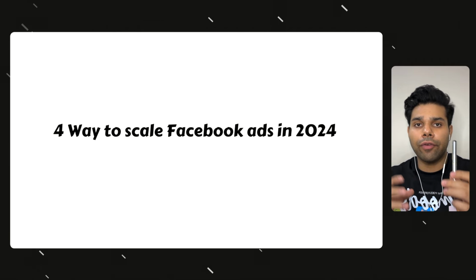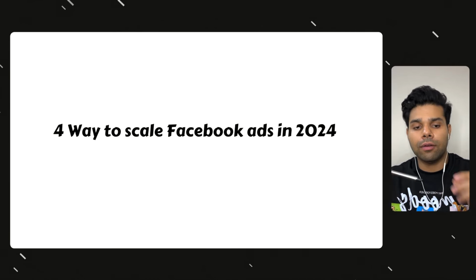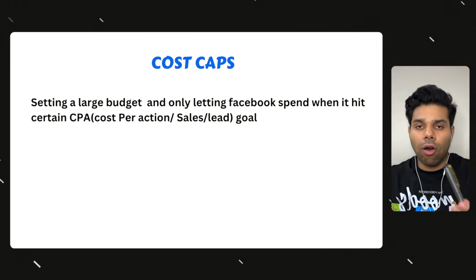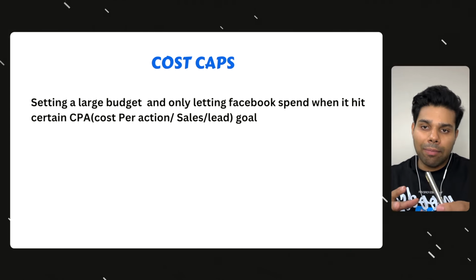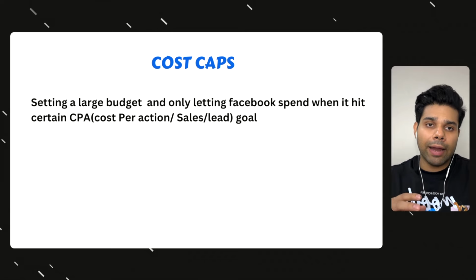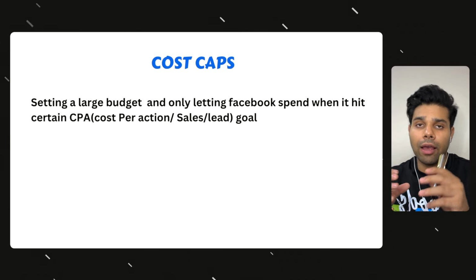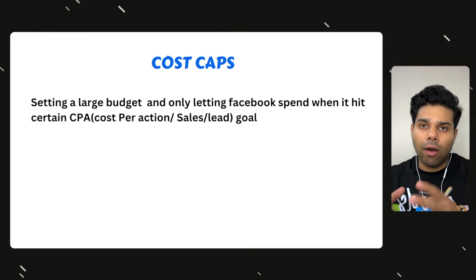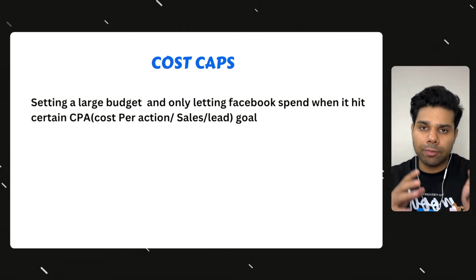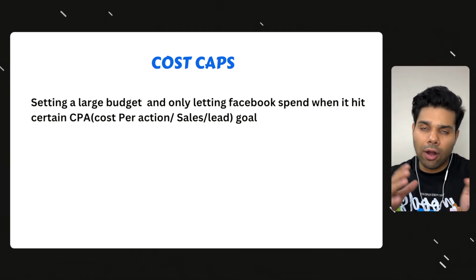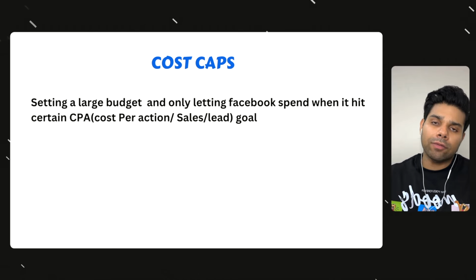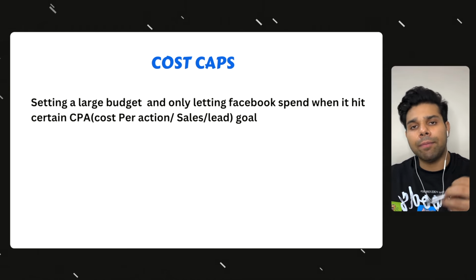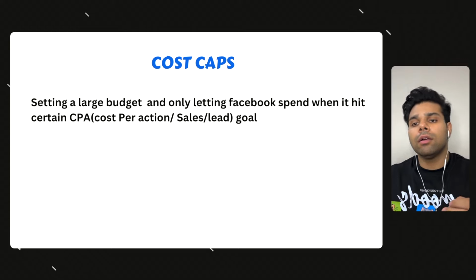Four ways to scale Facebook ads in 2024. First one, cost caps. Setting up a large budget and only letting Facebook spend when it hits a certain CPA. What is CPA? Cost per action, cost per result, cost per sale, or cost per lead, your ultimate goal. Cost cap is one of the most popular strategies that people are praising and talking about.